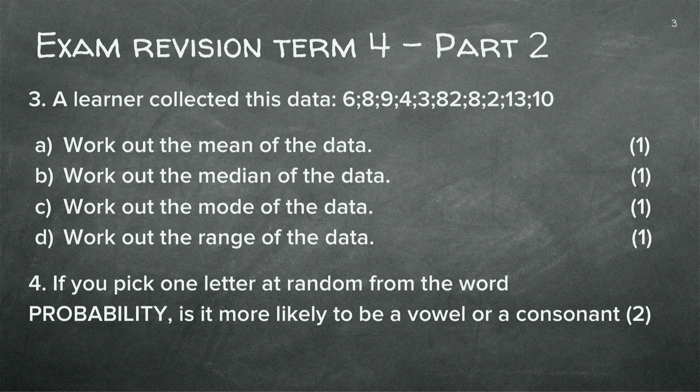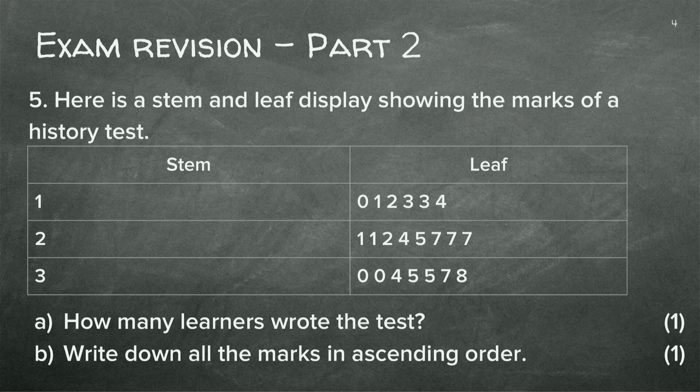Then, can you still remember mean, median, mode, and range? If you can't, they ask us to work out the mean, the median, the mode, and the range from that set of numbers. Then this is a fun one. If you pick one letter at random from the word probability, is it more likely to be a vowel or a consonant? Then remember stem and leaf displays.